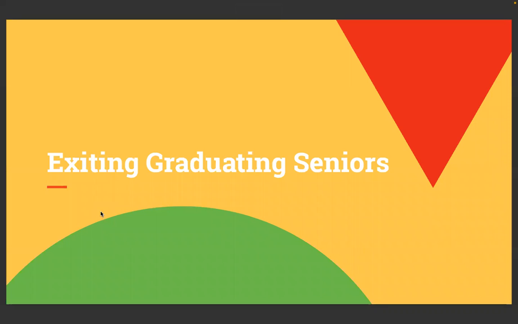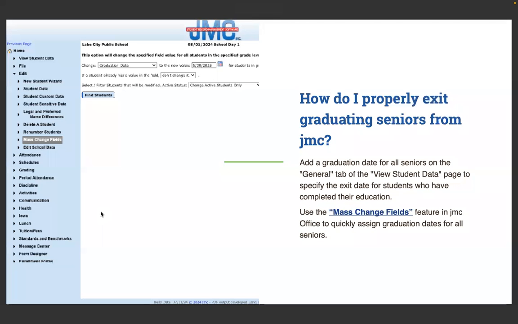Now, the next thing we have, and I think there are two more things, is exiting graduating seniors. How do I properly exit graduating seniors from JMC? Add a graduation date for all seniors on the general tab of the view student data page to specify the exit date for students who have completed their education. Use the mass change fields feature, under edit, in JMC Office to quickly assign graduation dates for all seniors.